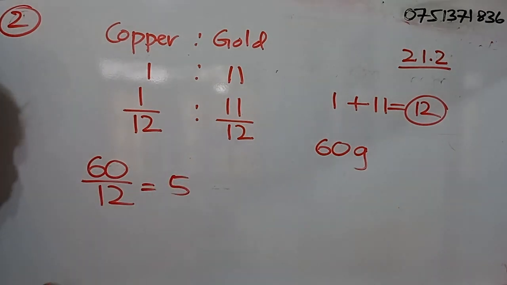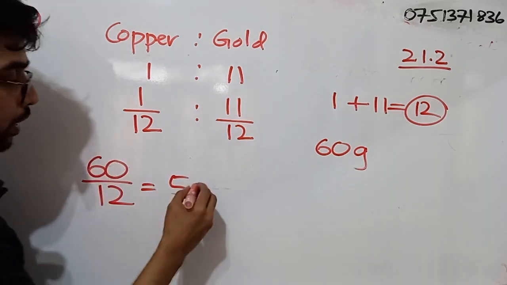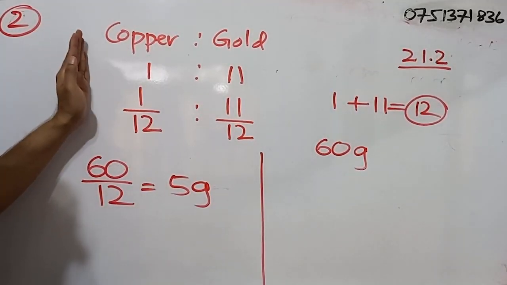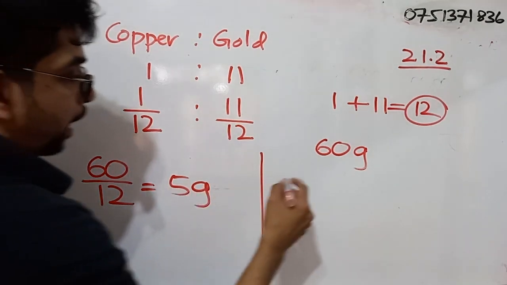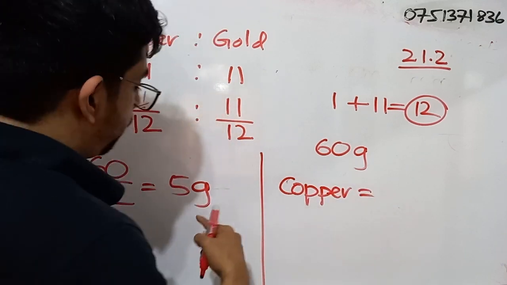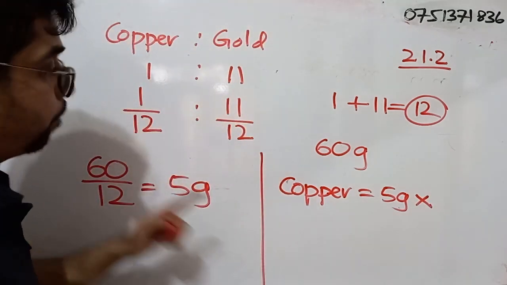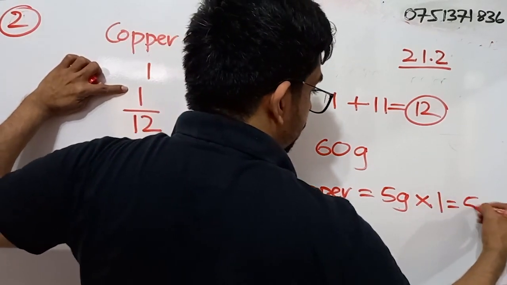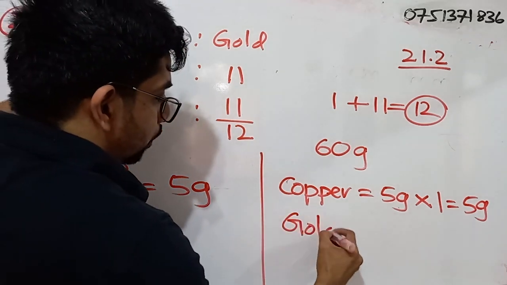So we get 5. What are these? We have divided grams, no? 60 grams. So here the answer is also what? 5 grams. Right. So what is the amount of copper here? How do we find it? Value of one part. So this is copper. So value of one part, which is 5 grams. We have to multiply that by what? Number of parts. So regarding copper, that will be 1. So 5 grams into 1, that is 5 grams.